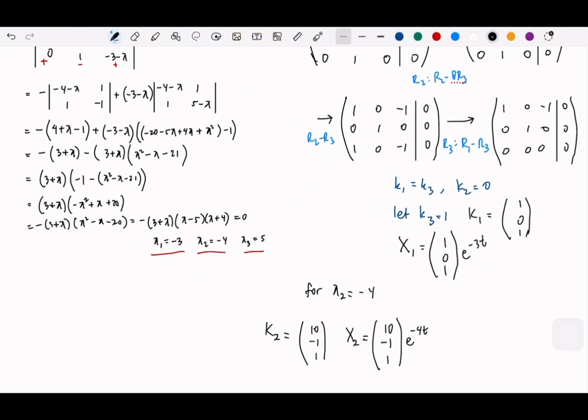And then the same thing for this third lambda. So we have 5. Then we have the K3 will be 1, 8, 1.